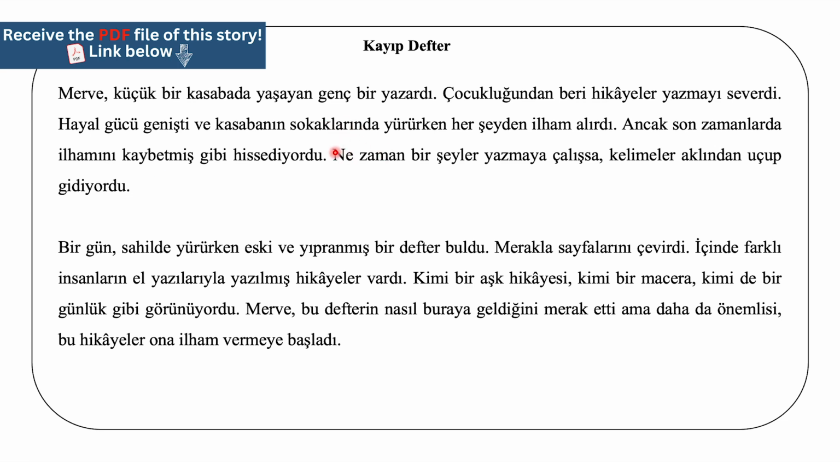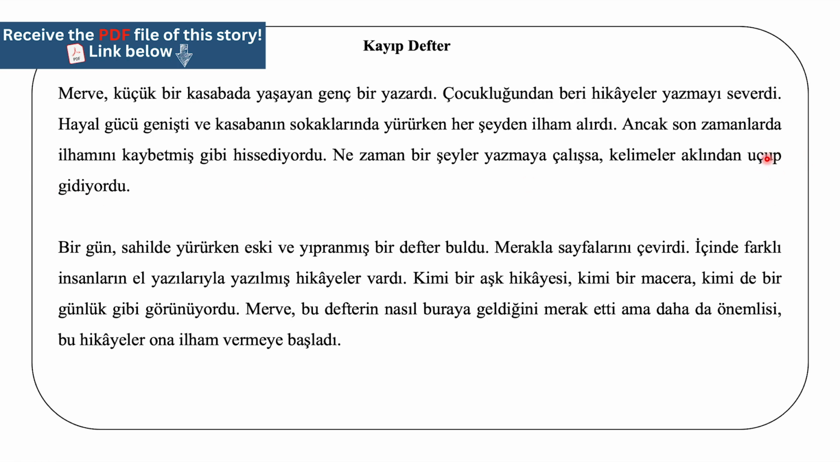Ne zaman? Every time. Okay? Bir şeyler yazmaya çalışsa. So, every time she tried, okay, to write something, okay, what happens? Kelimeler, words, aklından, from her mind. Uçup means flew, from uçmak, to fly, and this up, let's leave it now, I'll explain it. Uç means fly, from uçmak, the infinitive form. Gidiyordu, went. So what's this up?